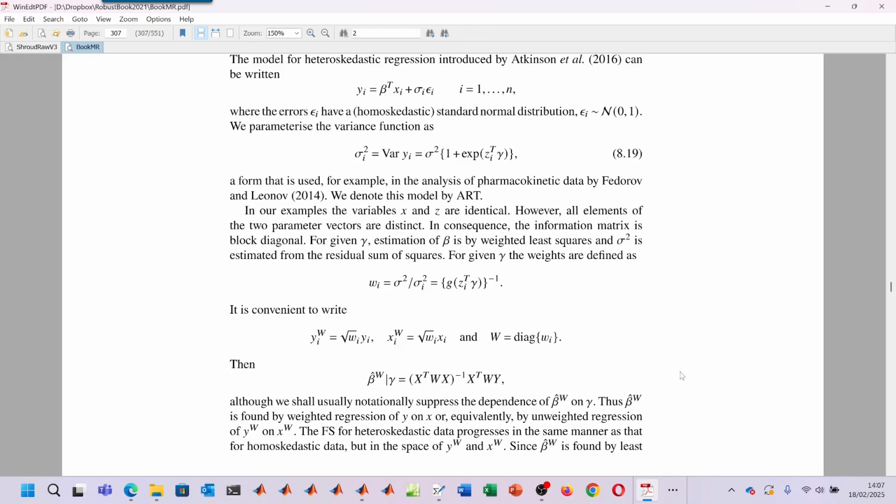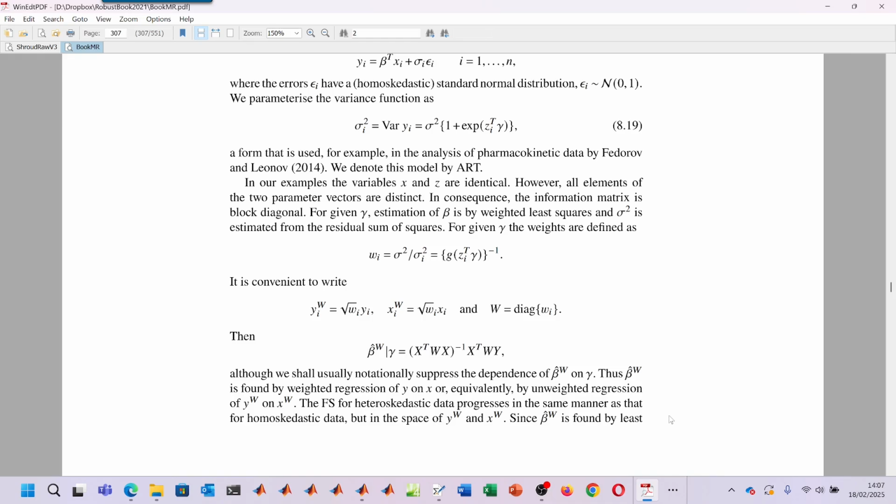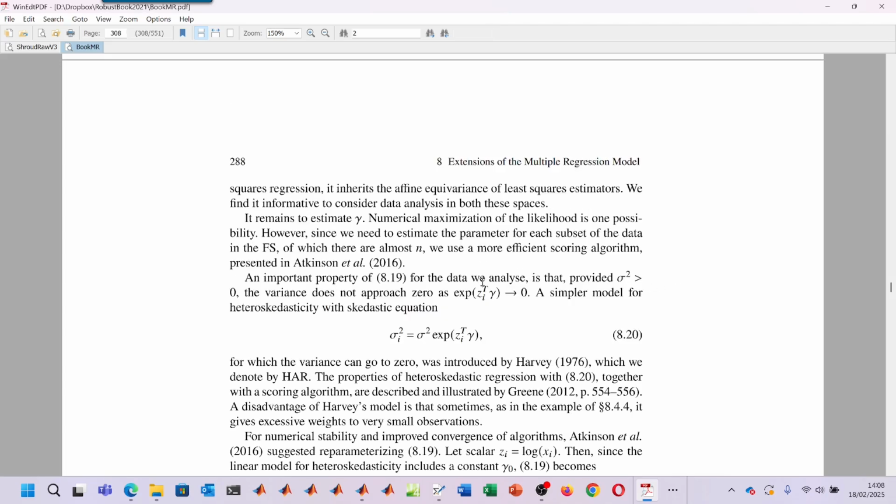Numerical maximization of the likelihood is one possibility. However, since we need to estimate the parameters for each subset of the data in the forward search, of which there are almost n, Atkinson, Riani and Todorov use a more efficient scoring algorithm. An important property of this model is that provided sigma squared is greater than 0, the variance does not approach 0 as the zi go to 0.